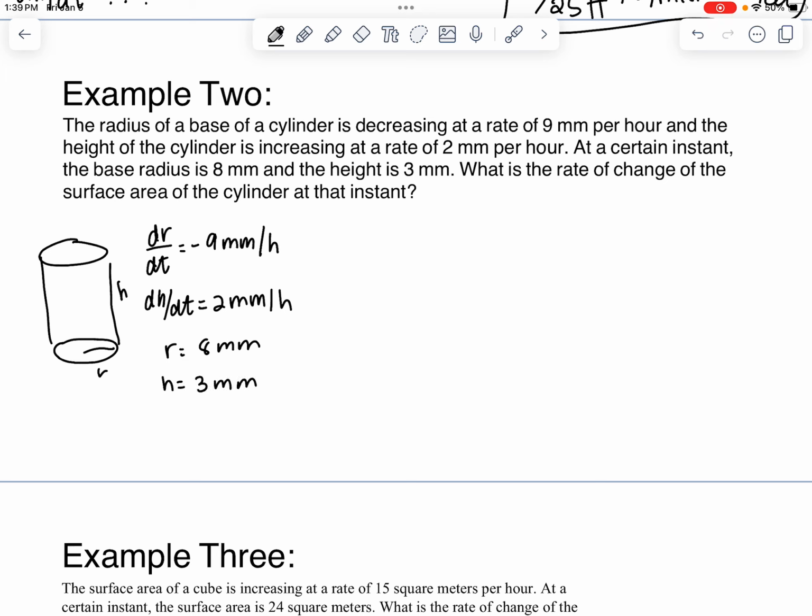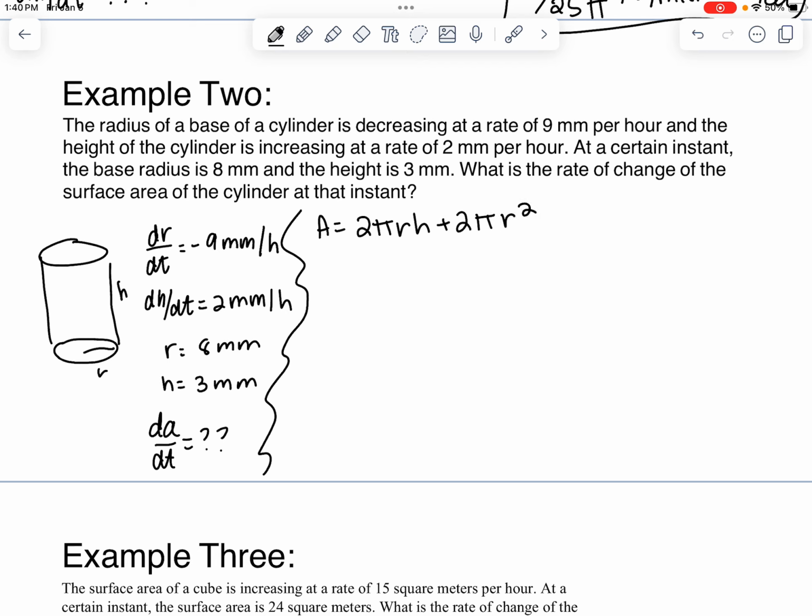And then it says, what is the rate of change of the surface area? So dA/dt, and we're concerned about the instant when the radius is 8 and the height is 3. So we're trying to find dA/dt, and we need the surface area formula of the cylinder, which is, okay, this is going to be kind of messy, so just be prepared for this. But the surface area of a cylinder is this formula right here.